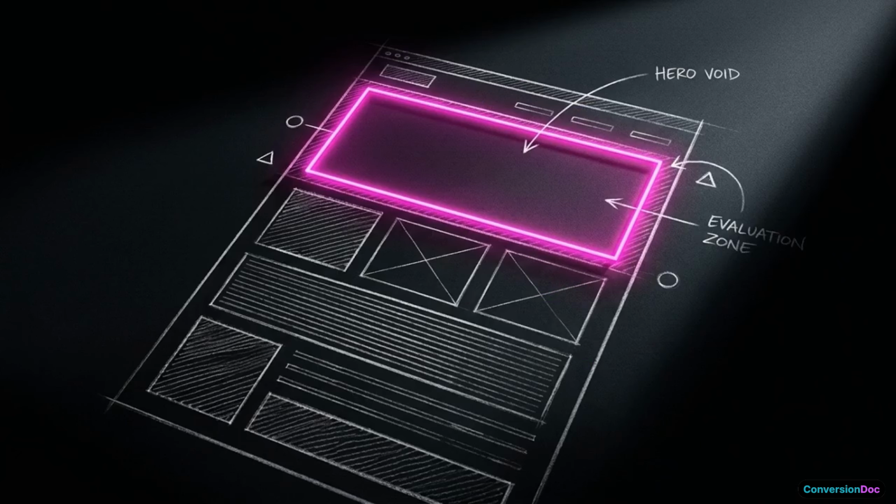Look at this structural wireframe. The top 200 pixels represent the critical evaluation zone. We call an empty evaluation zone the hero void. To prevent the void, this section must fulfill 3 specific architectural requirements simultaneously.